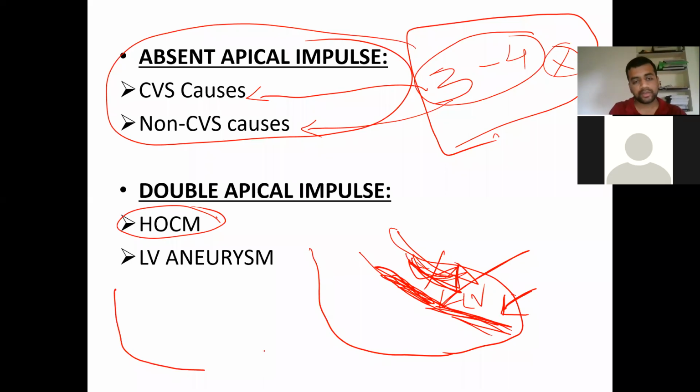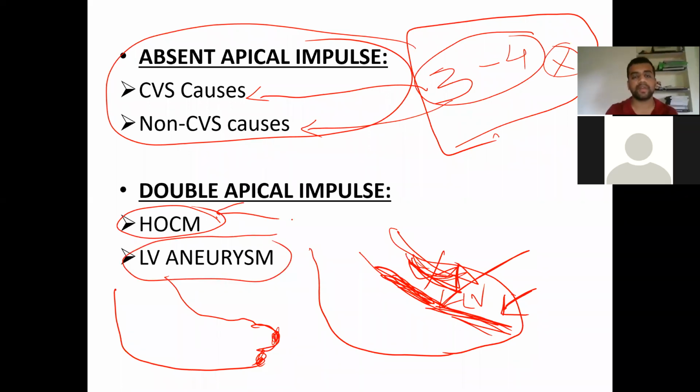In case of LV aneurysm, there is a small bulge which has occurred over the apex. So the apex is contraction 1, and this also contracts slightly. You can feel it as a double apical impulse. So you can have a double apical impulse. In HOCM, sometimes they give the example of even a triple apical impulse also. But it's very rare to have triple. Double is more common.